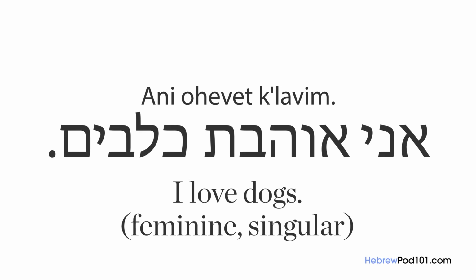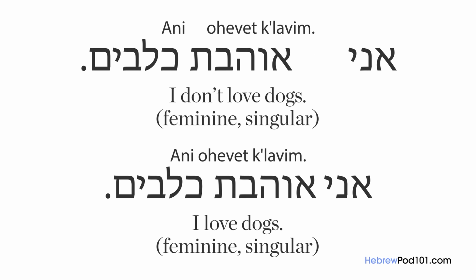But what if you're not a dog lover and you want to express that in Hebrew? Forming the negative in Hebrew is very easy. You just need to know one word. לא. To make the sentence negative, you add this word before the verb. אני לא אוהבת כלבים.